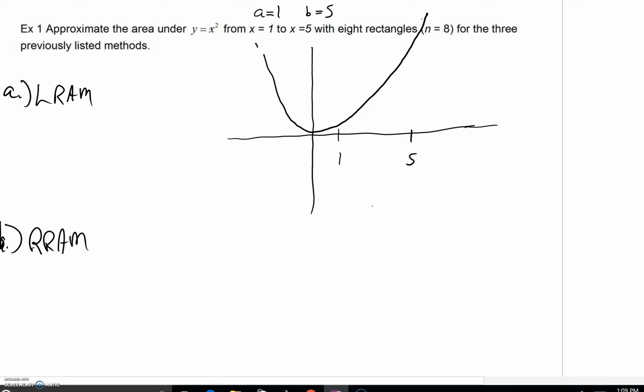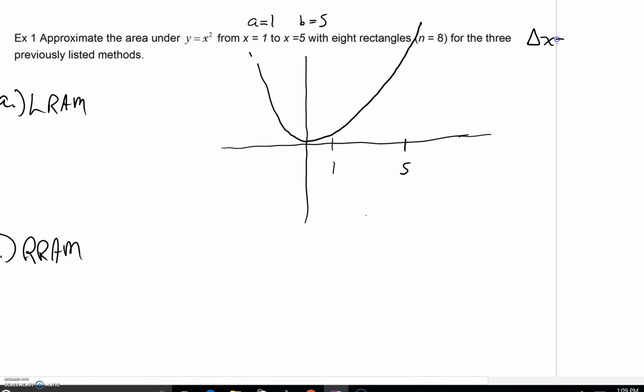You can say, well, I'm going to build 8 rectangles. Let's talk about the base of the rectangles. That's delta x. What was that formula again? B minus A, the length of the interval, divided by how many rectangles I'd like to build. So real quickly, delta x is equal to 5 minus 1, and then we divide by 8. This would be 4 over 8, and really quickly, you'd say, my goodness, that's just a half.